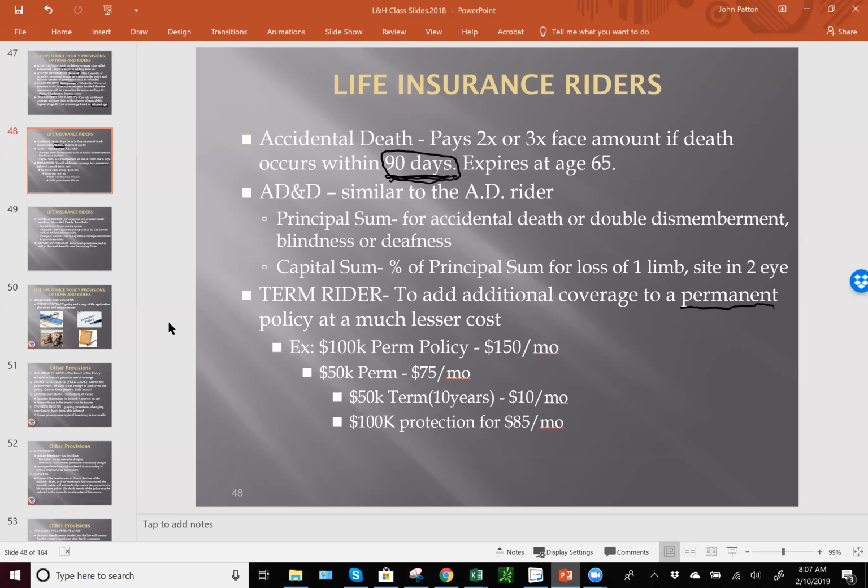And then we could add a $50,000 term rider to that policy, say for the next 10 years, and that's only going to cost you $10 a month. So now, for a total of $85 a month, you can actually have $100,000 of protection. So it's just a term rider. It's just a way to add additional protection for a period of time at a much lesser cost.